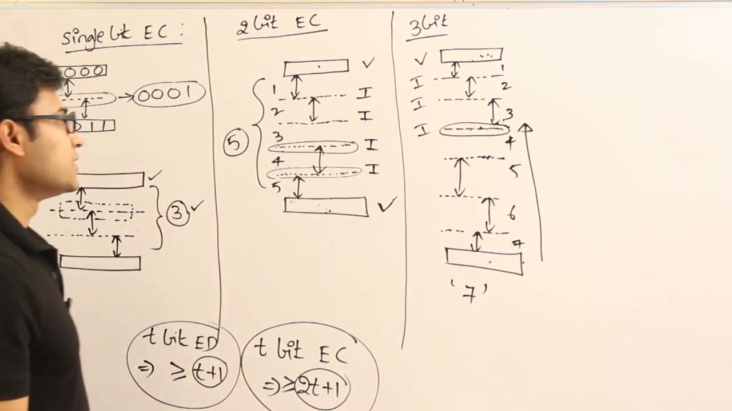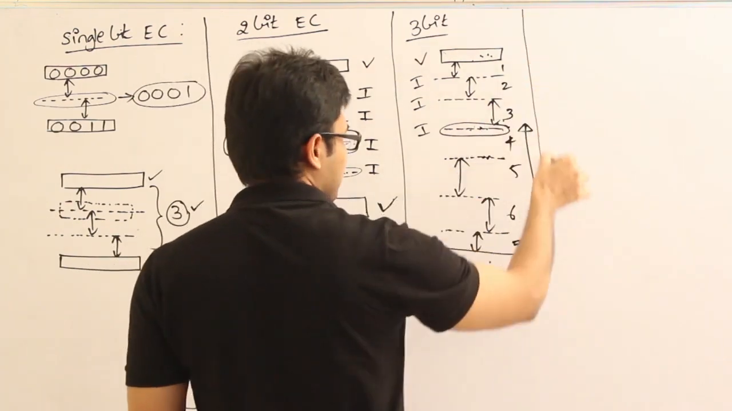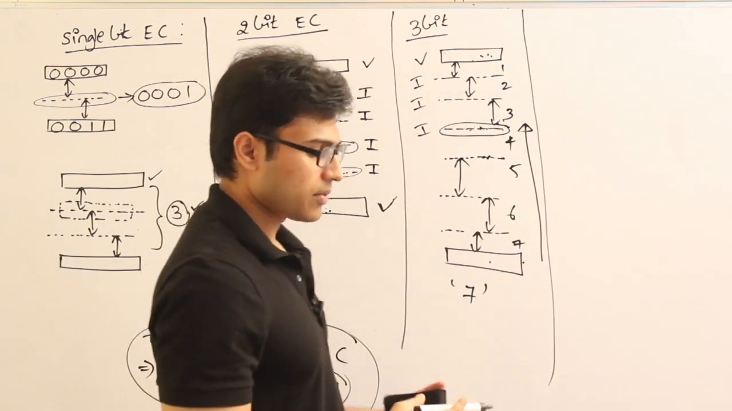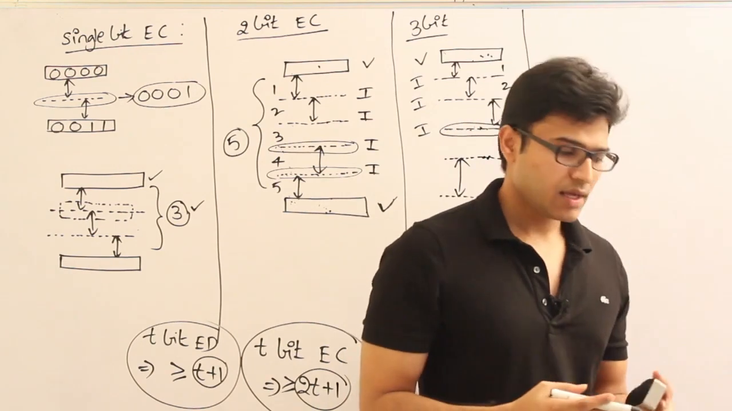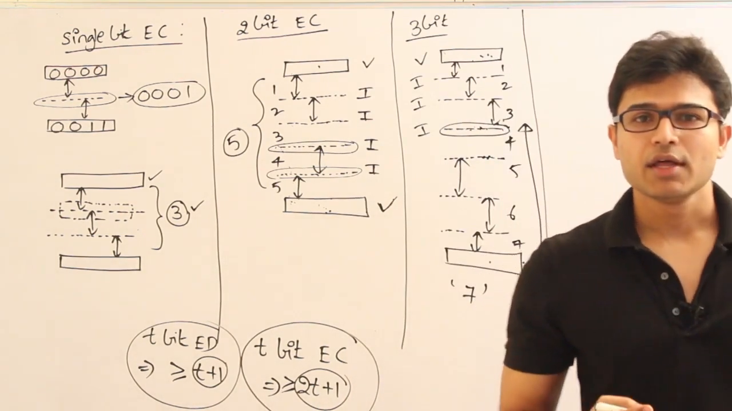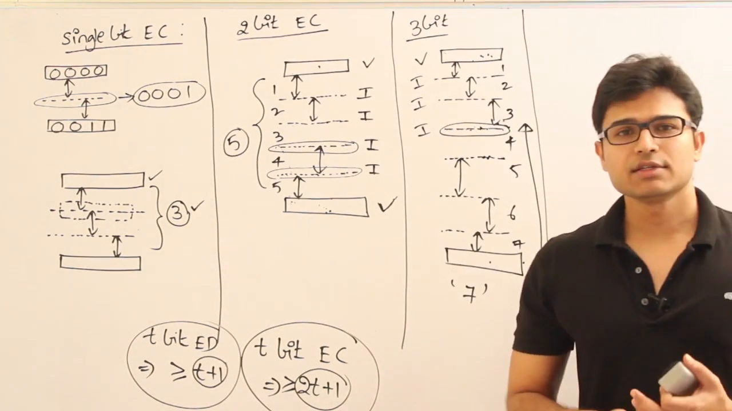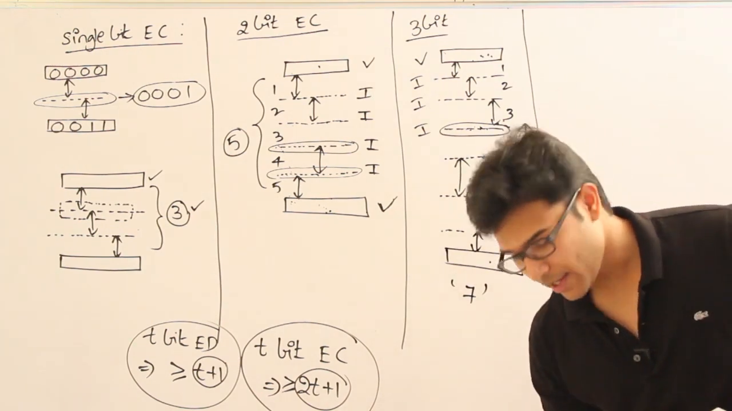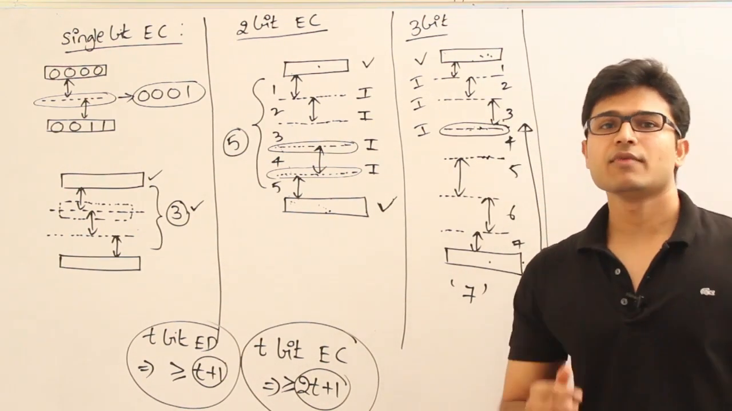Now, the problem is this. As you have seen, if you want to incorporate these error detection or error correction techniques in any code, we are supposed to increase the distance between the valid codes. Now what happens if you keep on increasing the distance between valid codes?